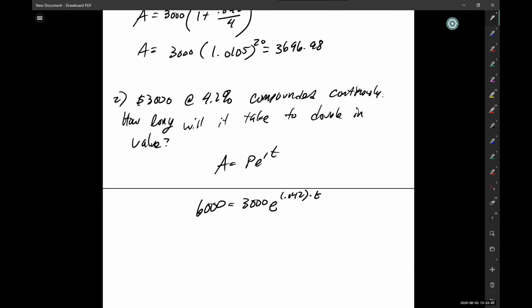So here we're working backwards. We know how much we want, and we want to know how long it's going to take to get there. And for all of these, the trick is going to be the same, which is first we're going to divide out the constant coefficient. On the left-hand side, we're just left with 2.